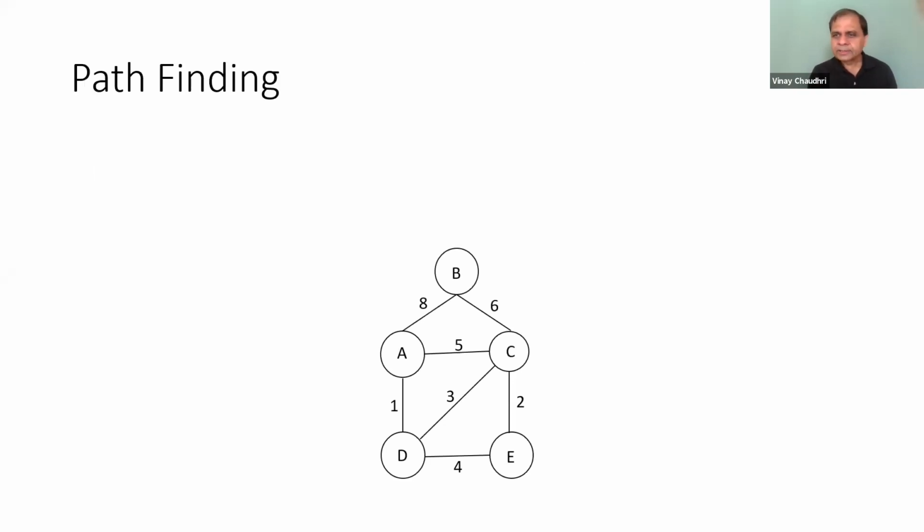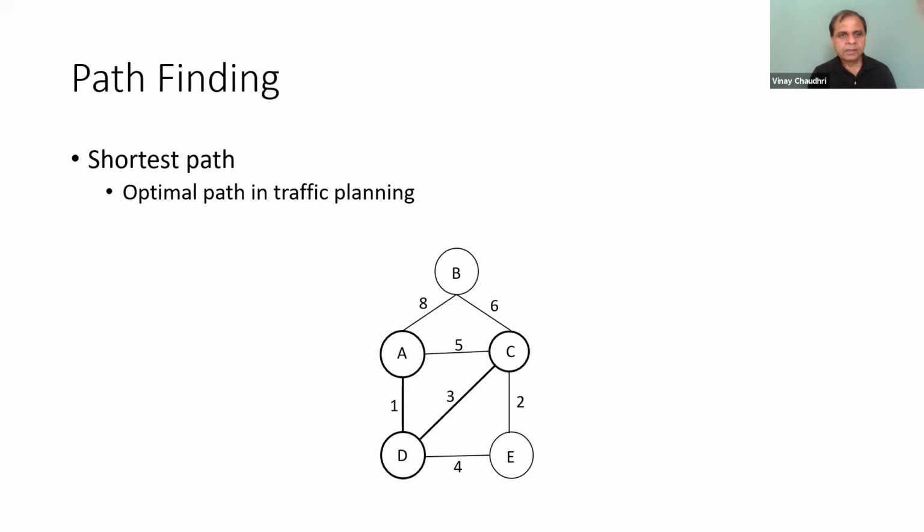Pathfinding is a basic operation on a graph. Given a graph which we are seeing here, in which the edges are labeled by numbers, where the numbers represent the cost of going from one node to another node, the pathfinding problem is to figure out what is the cheapest way to go from one node to another node.